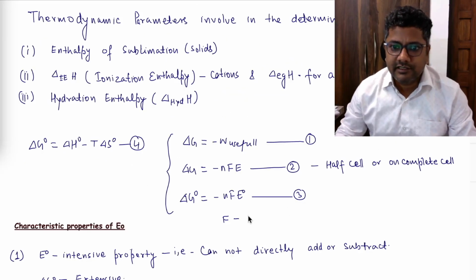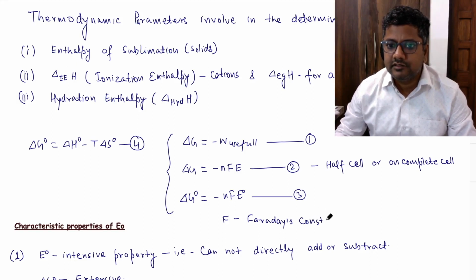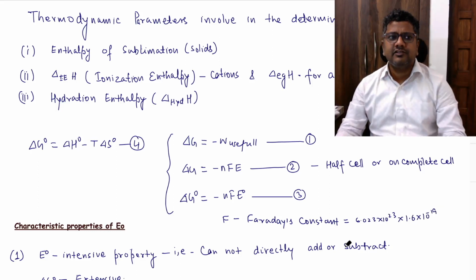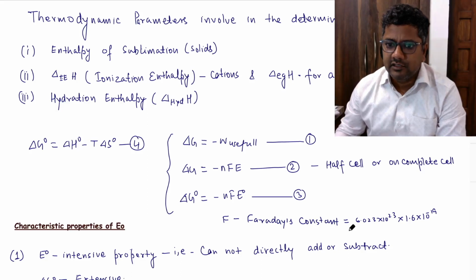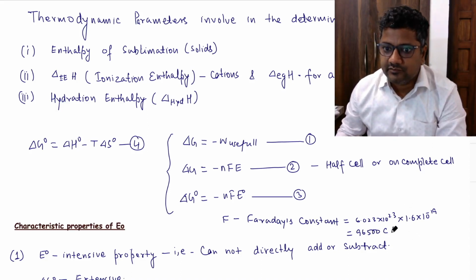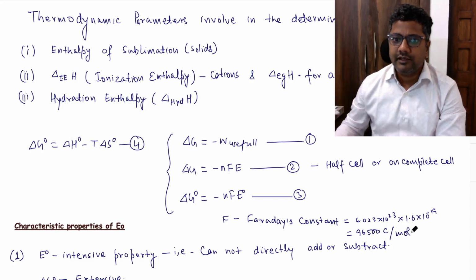See, F is called Faraday's constant, which is equal to 6.023 into 10 to the power 23 into 1.6 into 10 power minus 19. Basically, Faraday's constant is the charge present over 1 mole of electron. So this is equal to 96500 coulombs per mole.